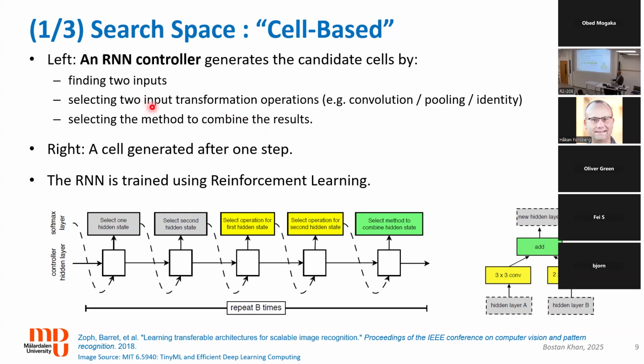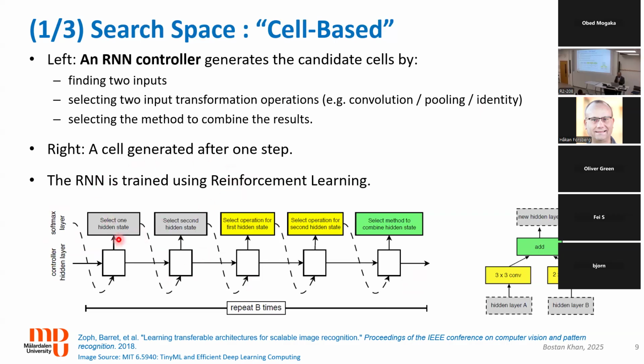Like the inputs could be from previous layers. Then they select two input transformation operations. So any of these two operations could be selected: convolutional, pooling, identity, and then they select a method for how to combine them. So we can see the process here, right?